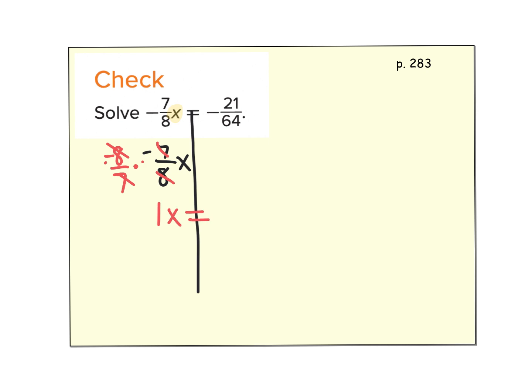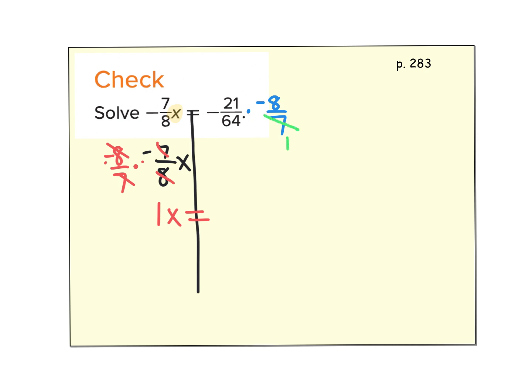Now remember, whatever I do to one side, I have to do to the other. So I'm going to times this by negative 8 over 7. All right, this time I'm going to show you a little trick to make it a little easier so we don't have to have such big numbers. You can always look diagonally and kind of divide these out. So I'm going to look at this diagonal.